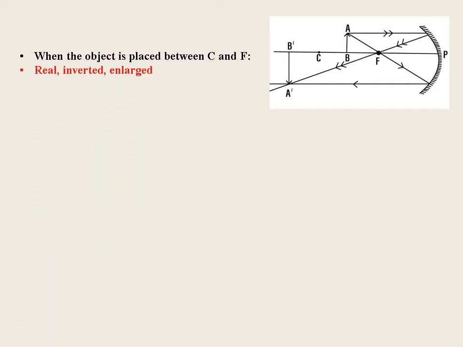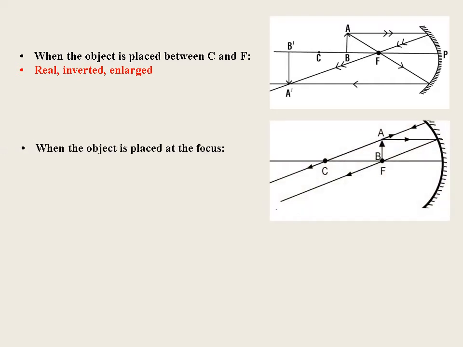When the object is placed at the focus, let us consider an incident ray parallel to the principal axis of the mirror and another passing through the center of curvature. The two reflected rays go parallel to each other and meet at infinity. Since the reflected rays meet at infinity, the image is real, inverted, and highly enlarged.